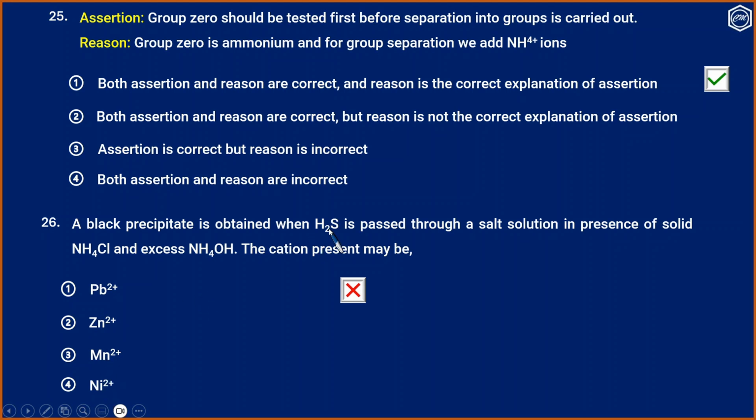Since we are passing H2S, these are precipitated as corresponding sulfides. And we know zinc sulfide is white in color, manganese sulfide is a flesh colored precipitate, but nickel sulfide is black. So we obtained a black precipitate. So the correct answer is option 4. Nickel plus hydrogen sulfide gives nickel sulfide which is black in color.